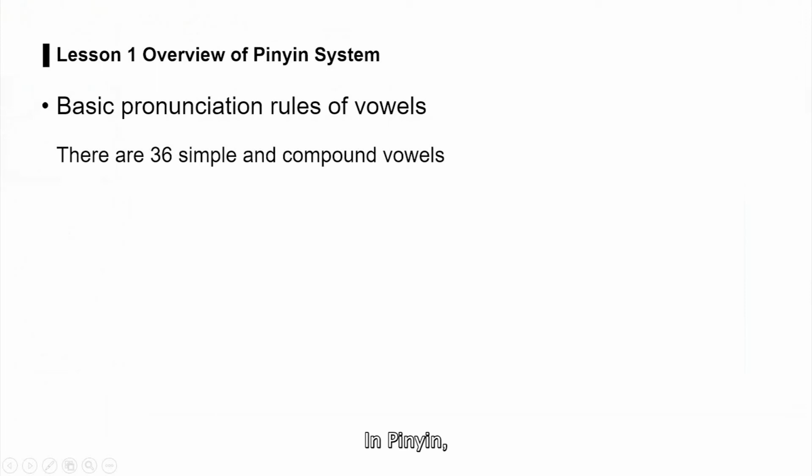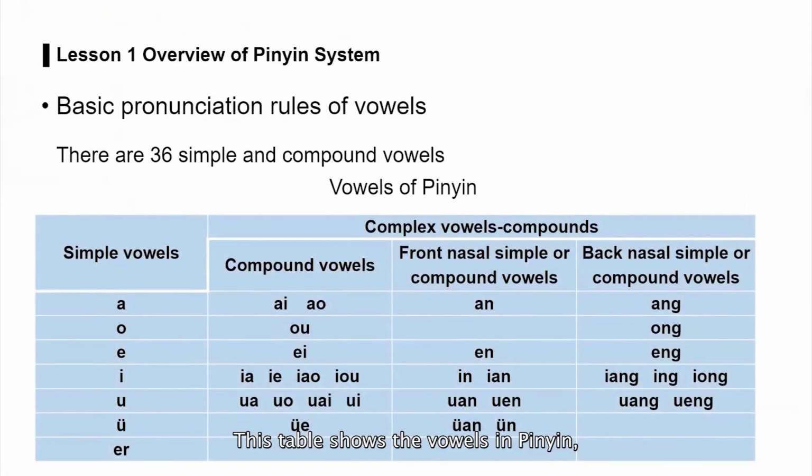In Pinyin, there are 36 simple and compound vowels. This table shows the vowels in Pinyin. You can read them after me.